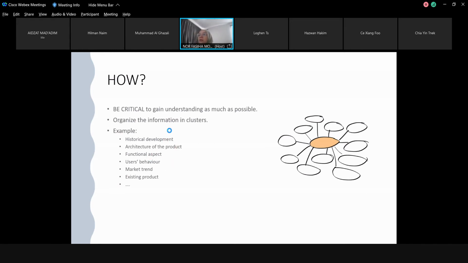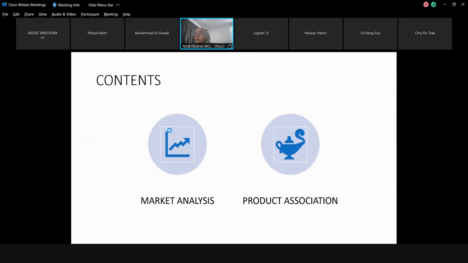Understand? Okay, in this slide, I want to focus on these two only, market trend and existing product. The rest, of course, is not that difficult. You can just search it. So market trend and existing product. How do we do background study on the market trend and on the existing product? So this is our contents for today. Market analysis and product association.